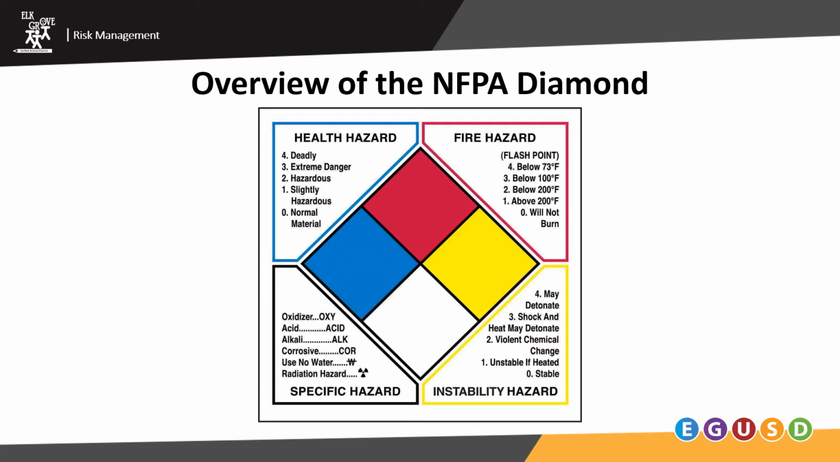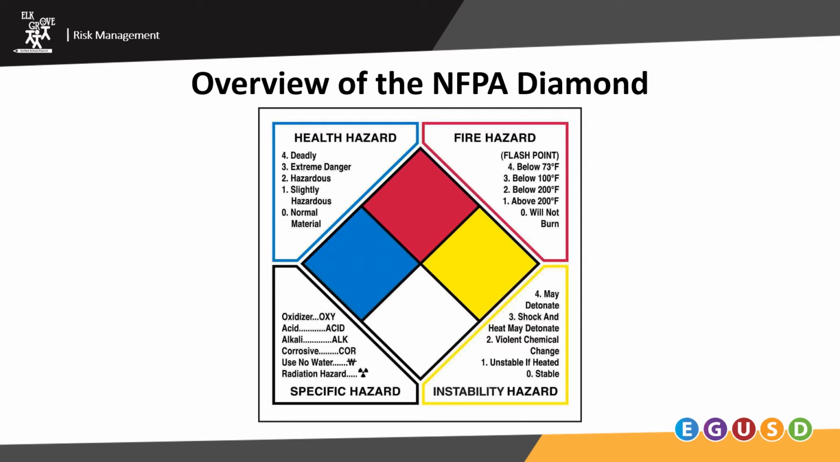Red diamond, fire hazard. Flashpoint occurs at the following: Level 0, will not burn. Level 1, above 200 degrees Fahrenheit. Level 2, below 200 degrees Fahrenheit. Level 3, below 100 degrees Fahrenheit. Level 4, below 73 degrees Fahrenheit.